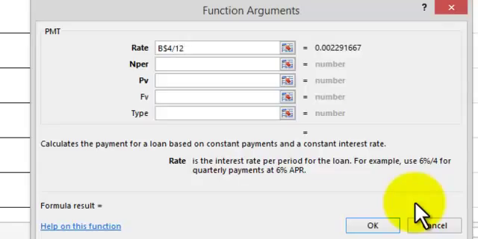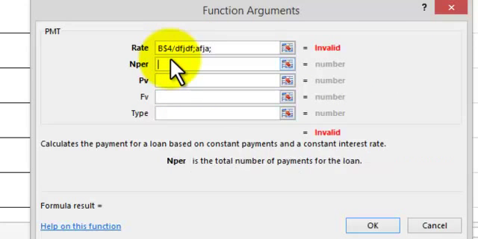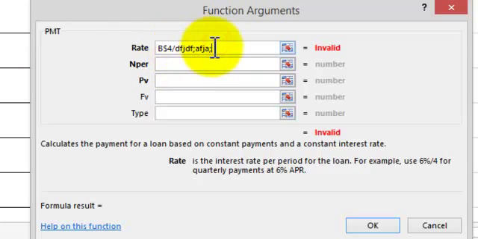Now, since we're paying this on an annual basis, it's 2.75% per month, so we divide it by 12. We get a number over there. If you ever see something like that looks like this, invalid, oh my God, means you got a problem. So delete the stuff in there, start again. So I'm seeing a number.